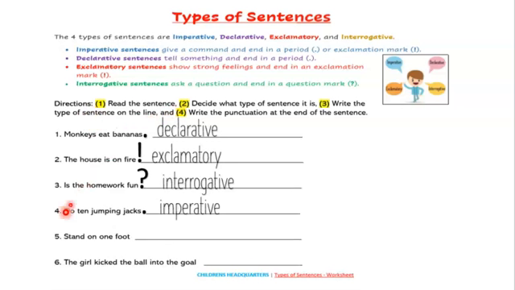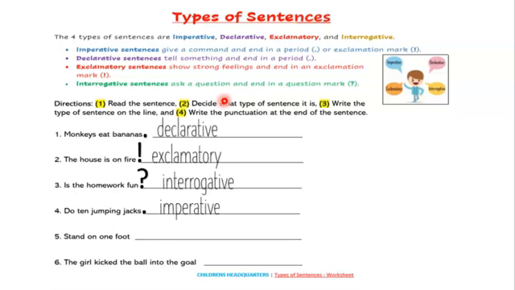Let's read the sentence together. Stand on one foot. Is that giving us a command? Is it telling us something? Is it showing strong feelings, or is it asking us a question? You got it again. Yes, this is giving us another command. So first they wanted us to do 10 jumping jacks. Now they want us to stand on one foot. Geez, my legs are going to be tired.